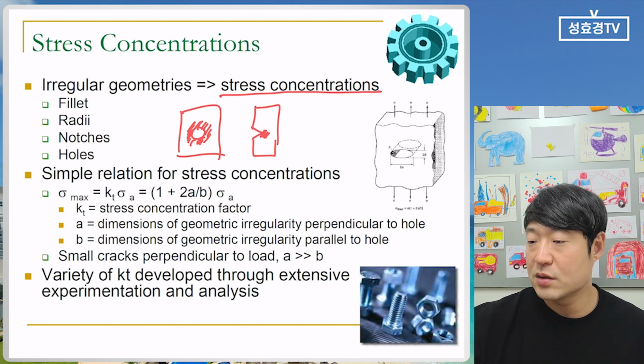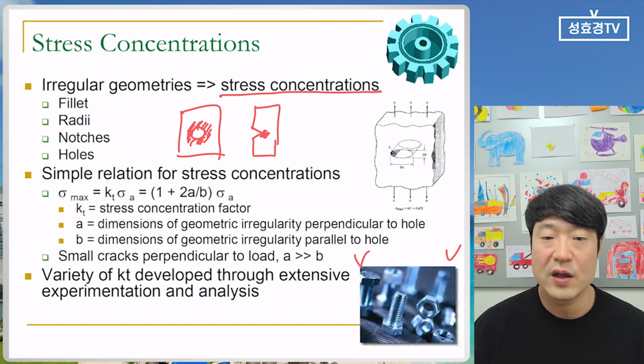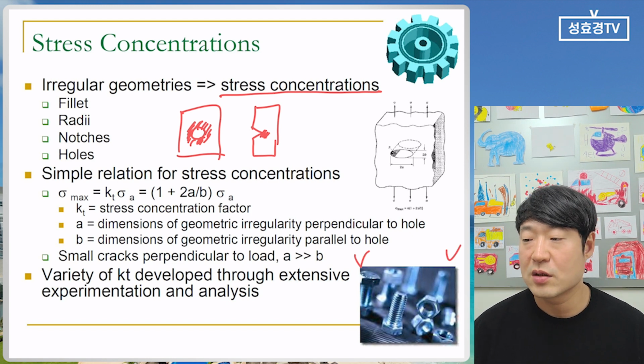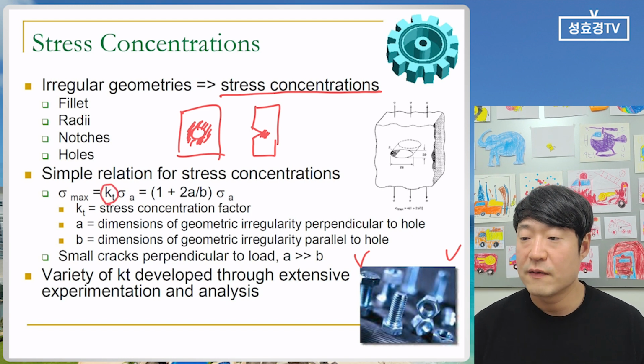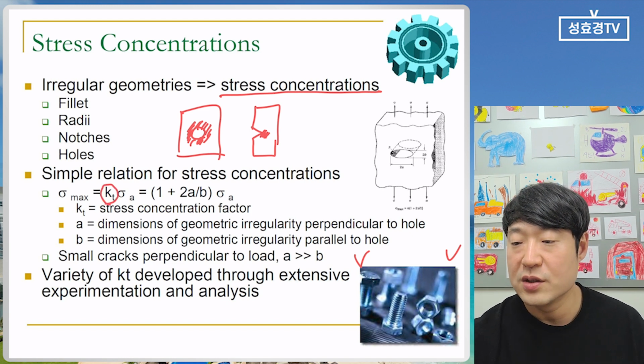So here is a photo showing a screw and fasteners. Stress concentration occurs in some valley areas, so we need to understand this part. So for stress concentration, we can say that this is the factor. The stress concentration factor is KT.